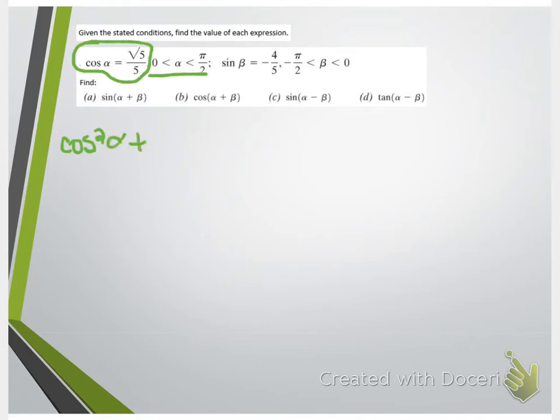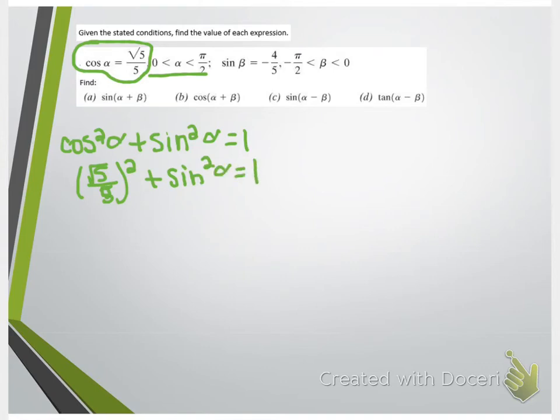So cosine squared alpha plus sine squared alpha. I just keep wanting to write theta equals 1. So I can substitute root 5 over 5 into my good old Pythagorean identity, and I can solve for the sine of alpha. So what is that? 5 over 25 plus sine squared alpha equals 1.